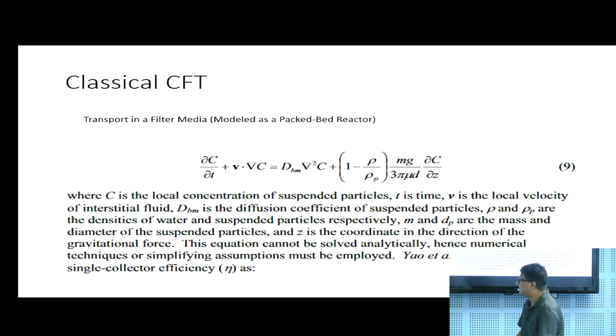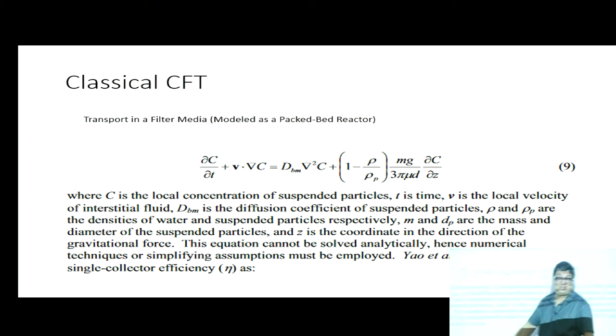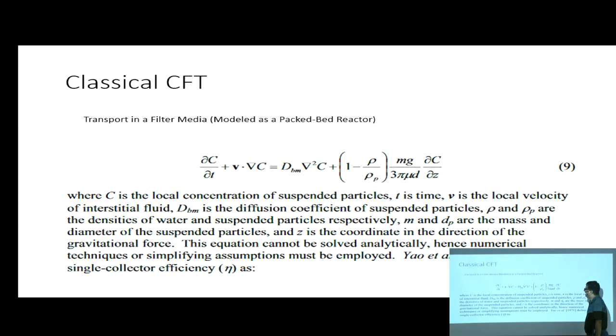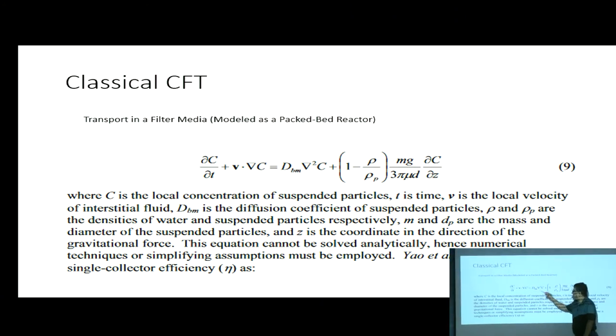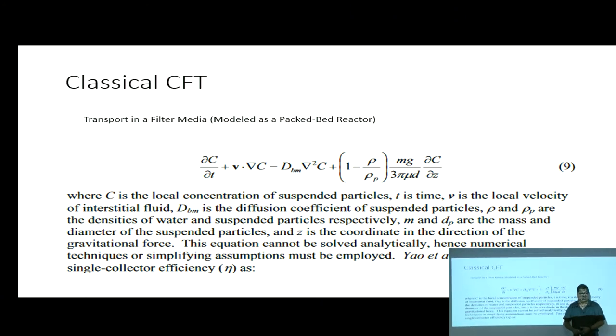So the transport is modeled as a packed bed reactor, very similar to the equation that we see here. This is del C del T, your accumulation term. This is the gradient of V del C del X, so that inverse triangle is nothing but the del C del X term. And this side we have del square C, your divergence term, or del square C del X square term. And this is your reaction term with a dC/dZ term in there.